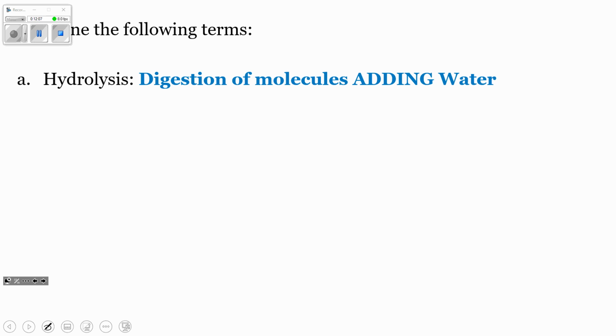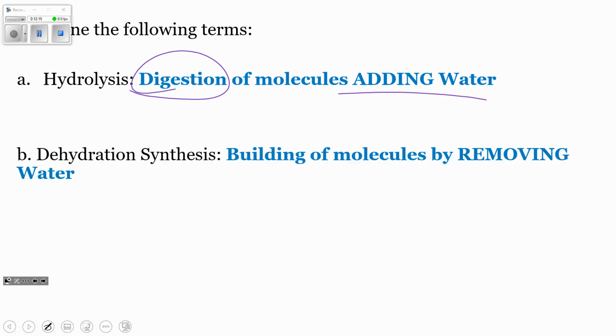Here are just two terms to review really quick. Hydrolysis is going to be digestion, and that's when you add water. And then we have synthesis. Synthesis means to build or make. And then dehydration just means to remove the water. So you're building or making things by removing two H's and an O. And when those come together, then you've got water as a byproduct.